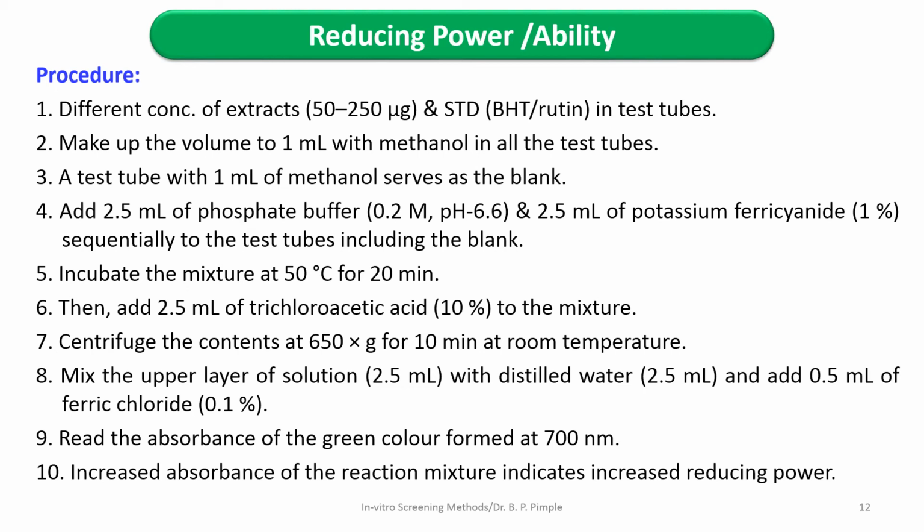A test tube with 1 ml of methanol serves as blank, because we know methanol also is able to absorb certain UV radiations. Add 2.5 ml of phosphate buffer, 2.5 ml potassium ferricyanide, and then incubate it at 50 degrees. Then add trichloroacetic acid, centrifuge it, take the upper supernatant layer. To this supernatant, you need to add ferric chloride and water. The moment you add ferric chloride and water to the supernatant, it produces green color. The absorbance of this complex is to be measured at 700 nanometer.